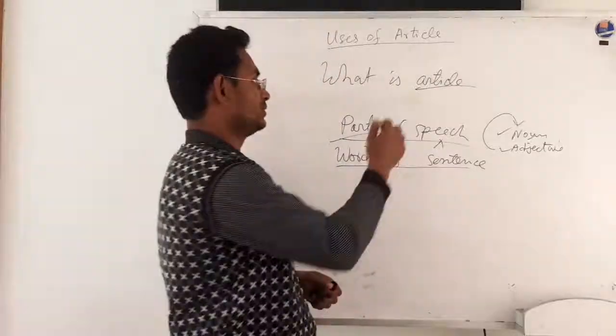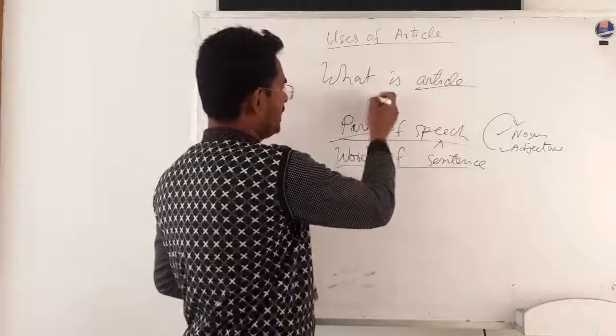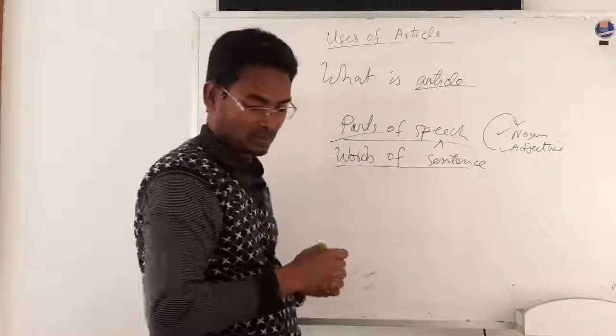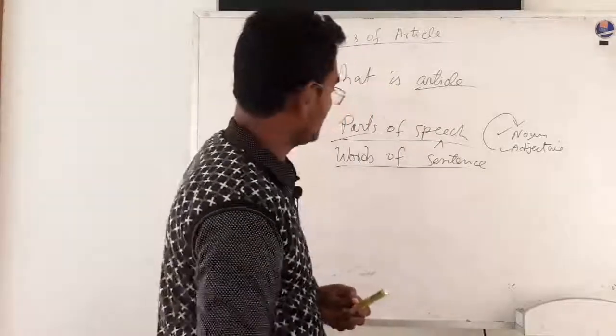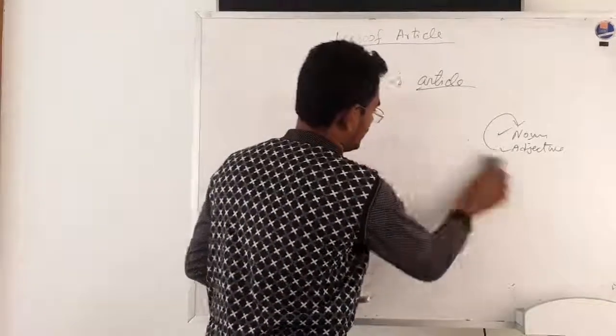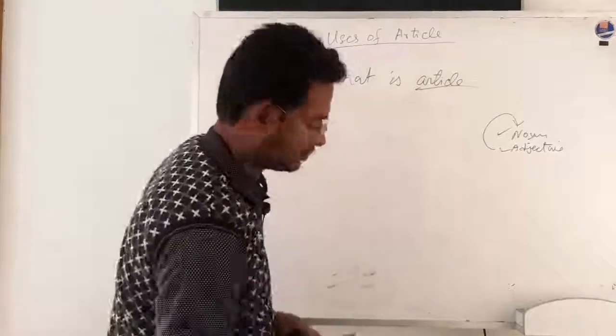So, article. We know that in English grammar, there are two types of article. What are these?